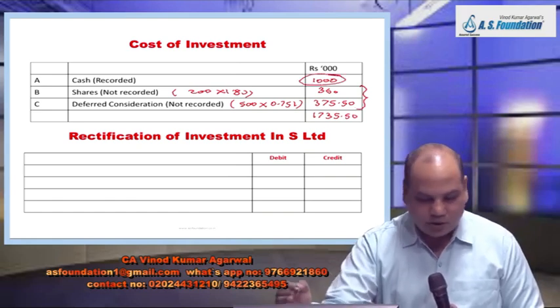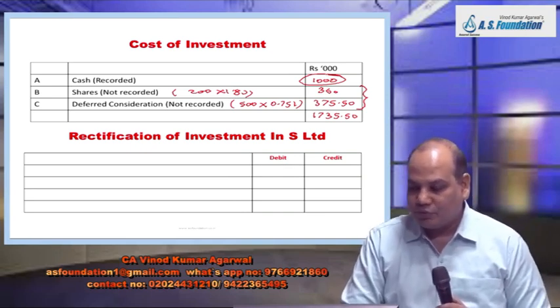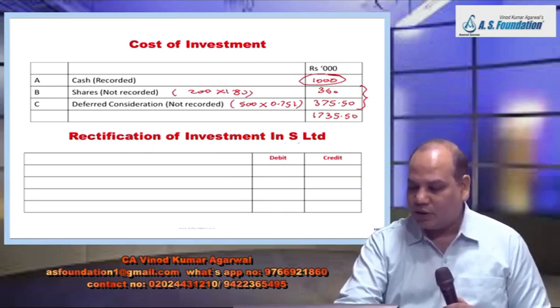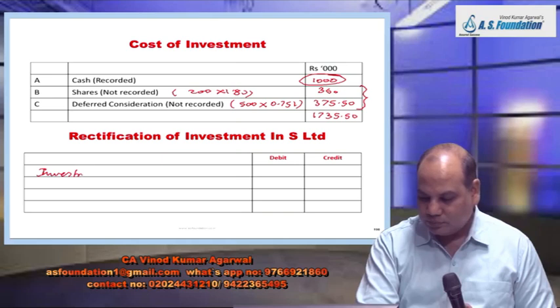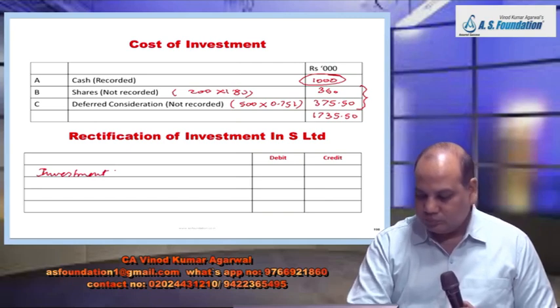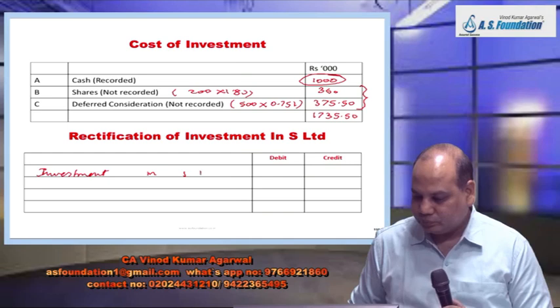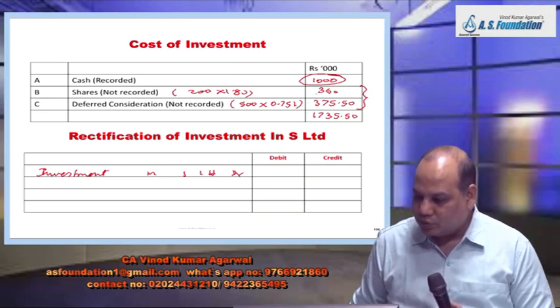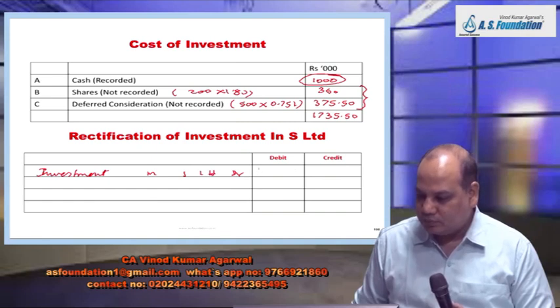This 1000 is already appearing in their SOFP if you see below in second line in the asset side. So what rectification of investment entry you will pass? Investment in S Limited account debit. Total of these two figure is how much? 360 plus 375.50. 735.5.